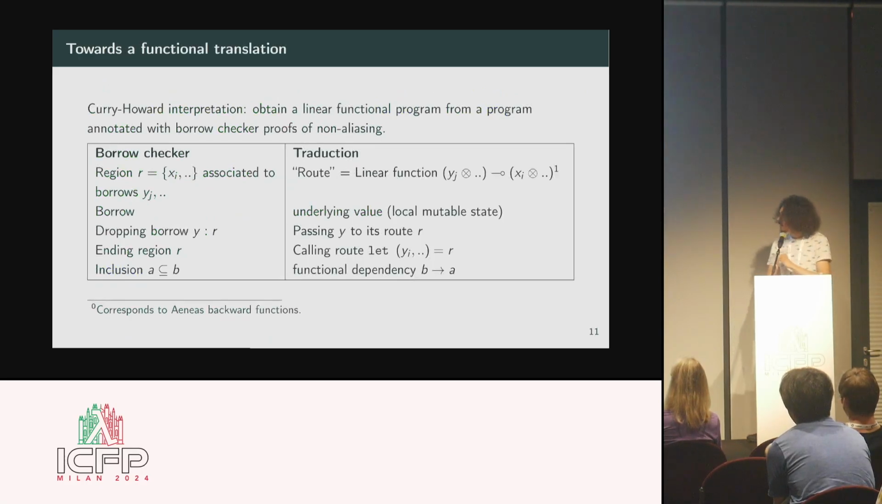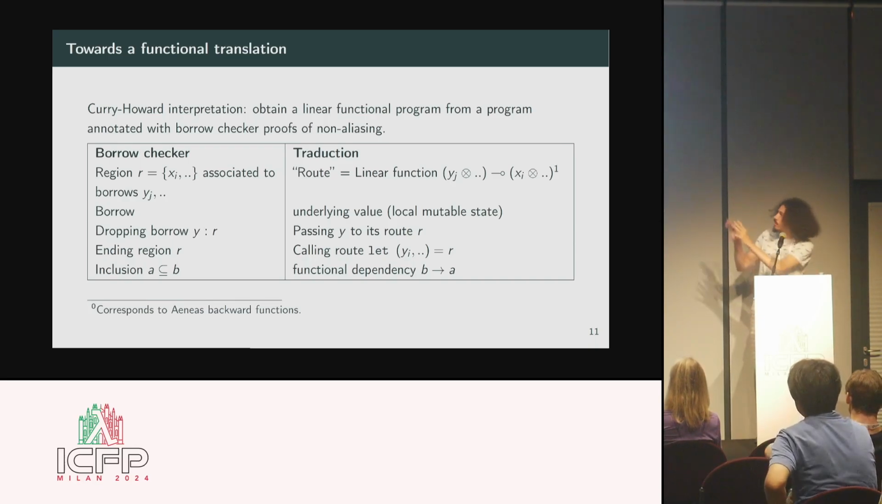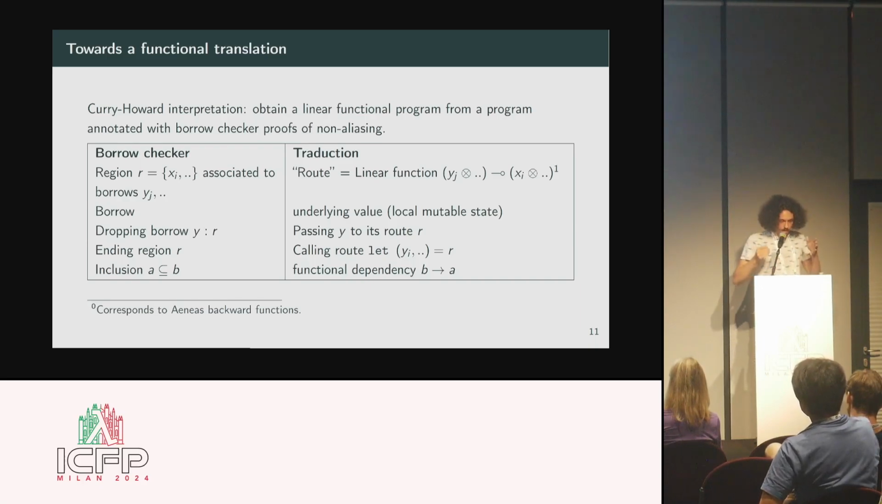So now, what we want to do is to take a program that is borrow checked, that has all the annotation in its type derivation, and interpret functionally those proofs of non-aliasing to obtain a linear program that will behave the same as our starting program with its imperative semantics. So for that, we have this correspondence that I read that, which is quite high level at this time.